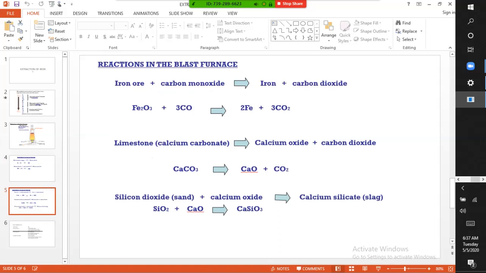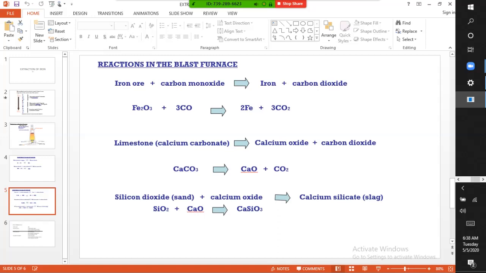The iron ore, which is hematite, is reduced by the carbon monoxide formed to form pure iron and carbon dioxide. Now, this iron formed is called pig iron. It contains about 5% carbon. The other reactions taking place: limestone, which is calcium carbonate, added also from the top, is thermally decomposed. It forms calcium oxide and carbon dioxide. That means there will be excess carbon dioxide, which can also form more carbon monoxide that can be used in the reduction of iron ore.